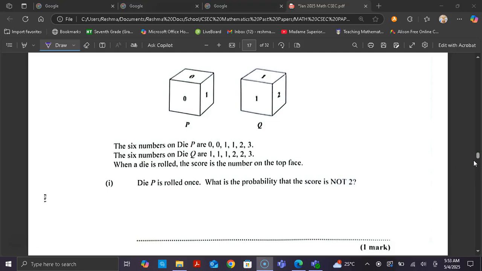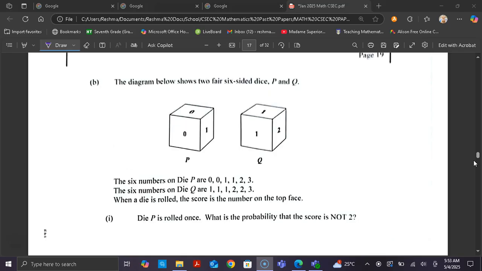So we're continuing with question number 5 from the January 2025 Math CSEC paper, and we're on part B, which has to do with probability. The diagram below shows two fair six-sided dice P and Q. The six numbers on die P are 0, 0, 1, 1, 2, 3. The six numbers on die Q are 1, 1, 1, 2, 2, 3. When a die is rolled, the score is the number on the top face.